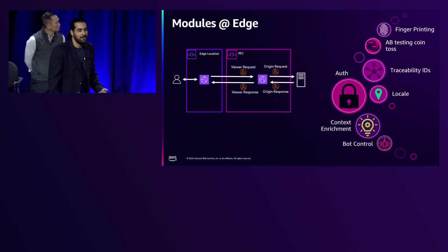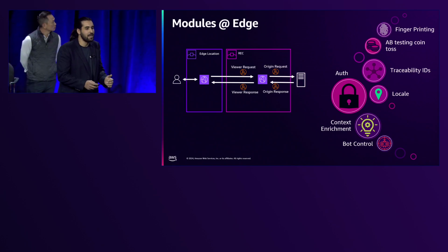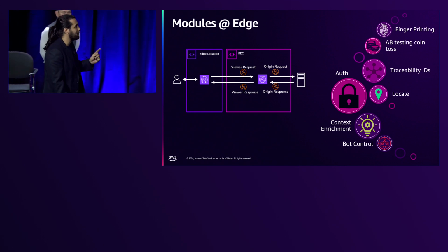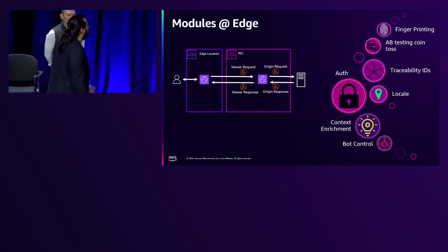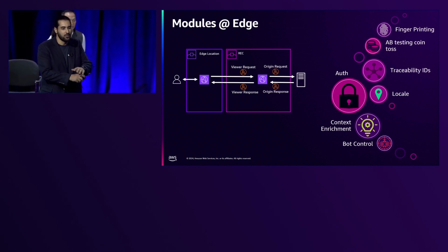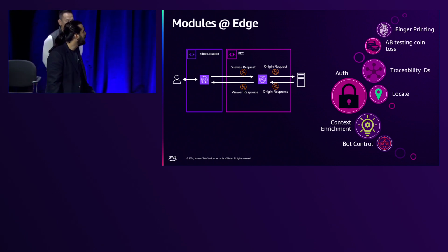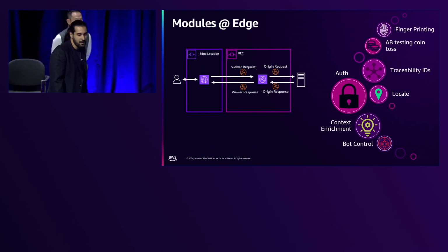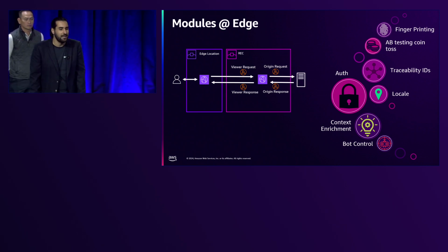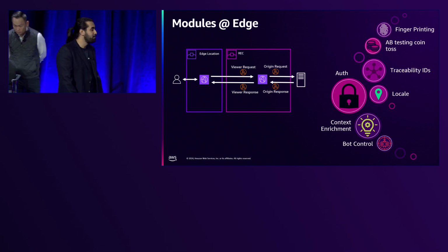But in reality, we literally have people inside the company fighting over who should be using Lambda on the edge. We only have one Lambda to execute, so who should take it? Authentication teams, they wanted, for the first time ever, to have one authentication to cover all our services. We had fingerprinting, A/B testing, traceability IDs, local context enrichment, bot mitigation, you name it, we have it.